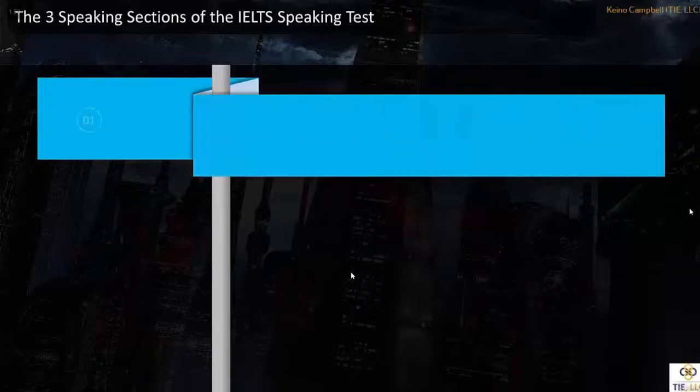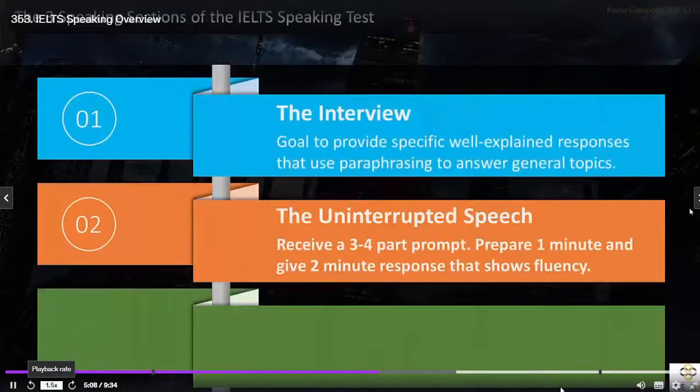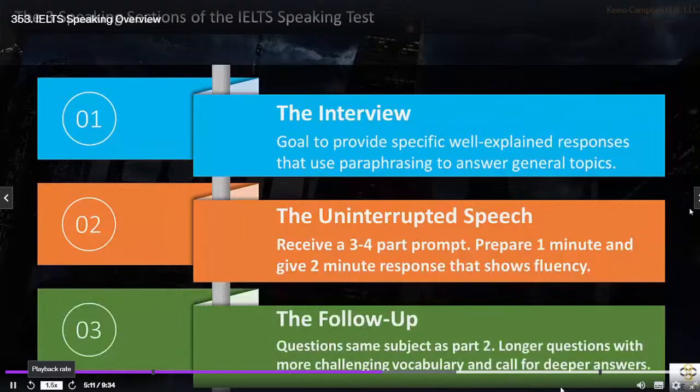Now, there are 3 sections to the speaking test. Number 1, as I just told you, is the interview. Your goal is to provide specific, well-explained responses. Part number 2 is the uninterrupted speech. As I said, you're going to get a 3 to 4 part prompt. You get to prepare for 1 minute, and then you speak for 2 minutes uninterrupted.